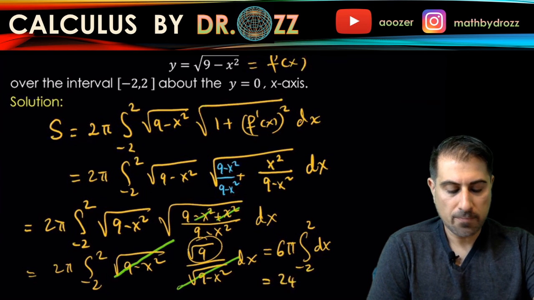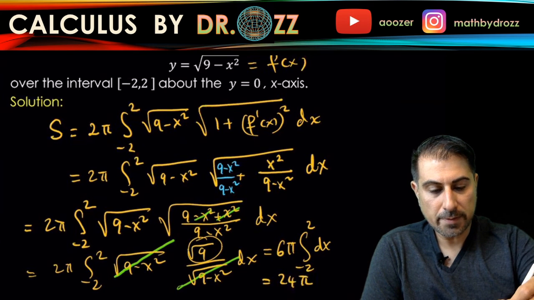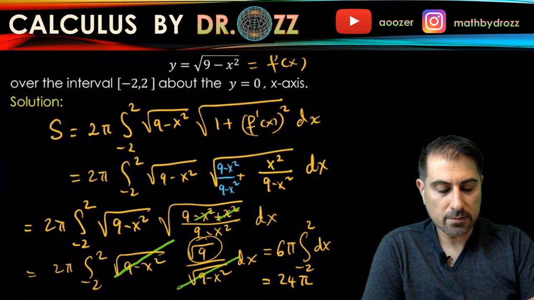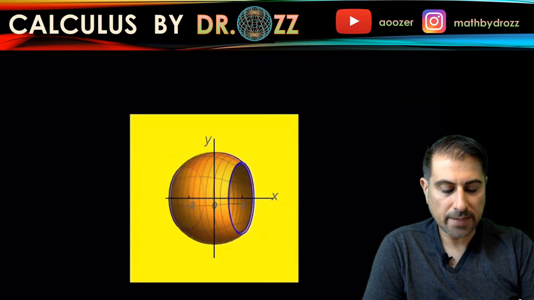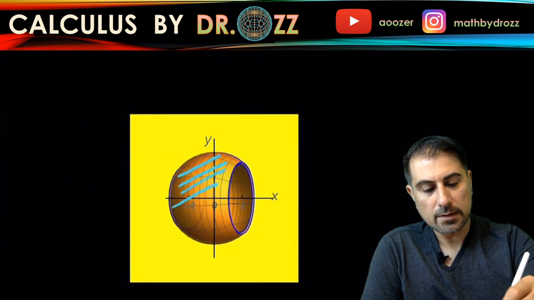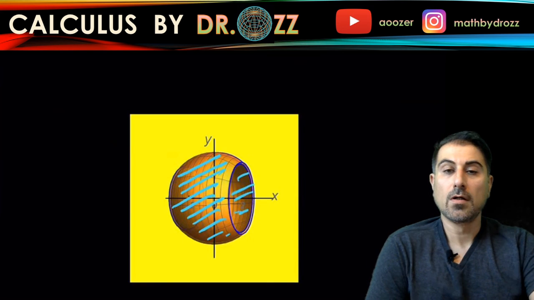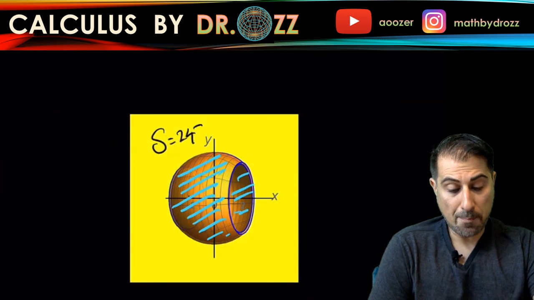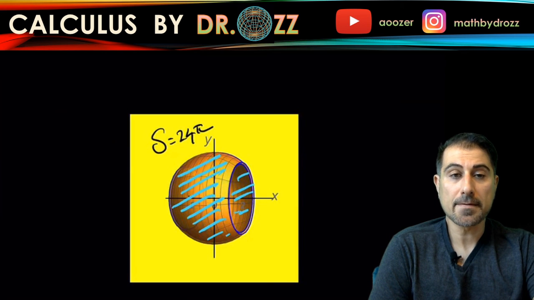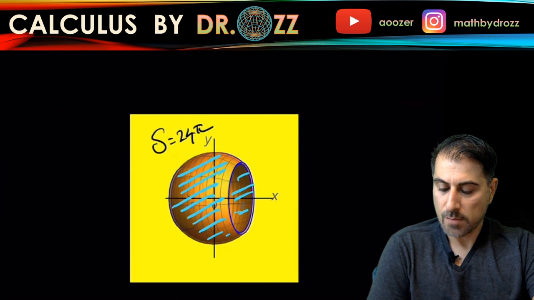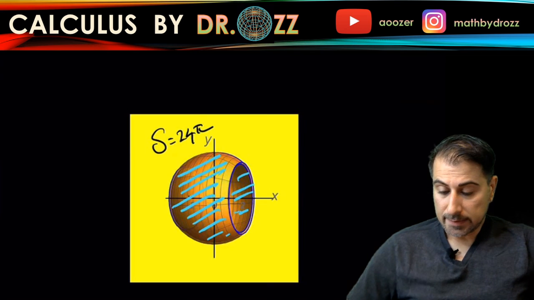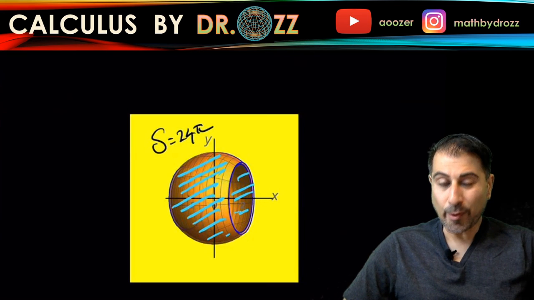Okay? So if you go back to the three-dimensional object, and if you look at the surface area of that, it is equal to 24 pi. All right. Well, that takes care of this question.